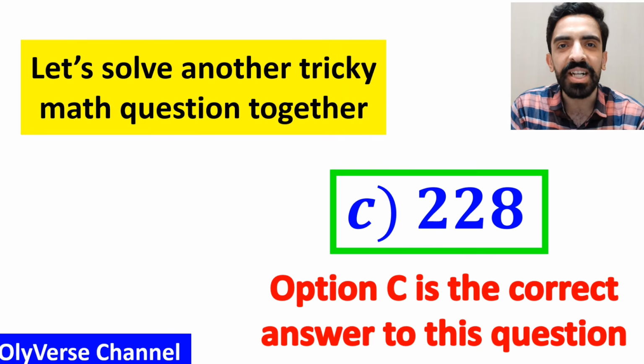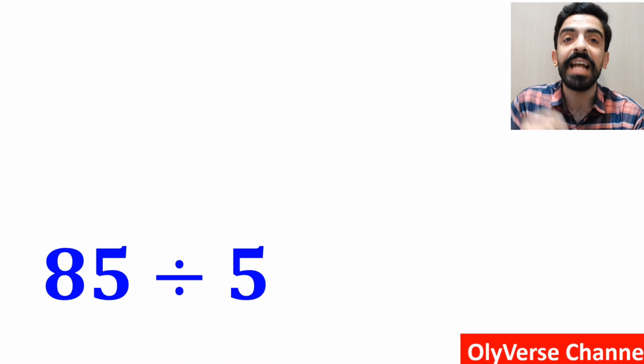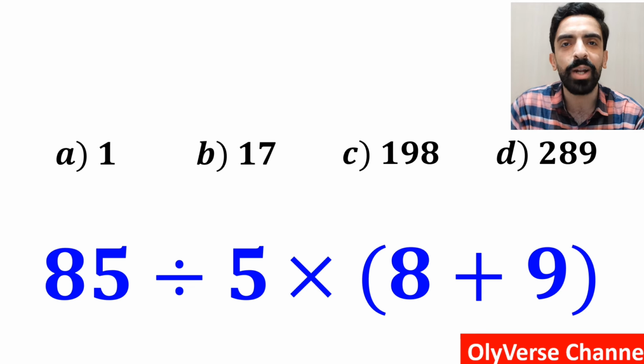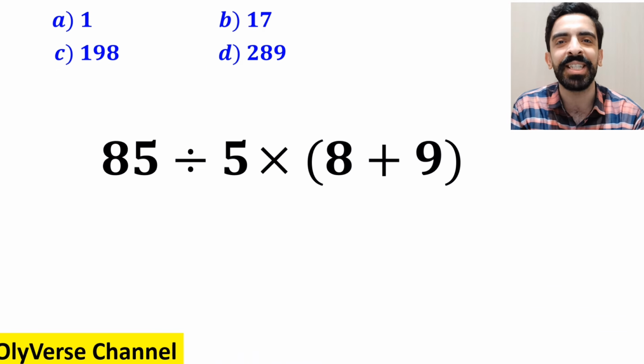Alright, now let's solve another tricky math question together. What is the value of the expression 85 divided by 5 times open parenthesis 8 plus 9 close parenthesis? Which option do you think is the correct answer to this question? Let's take a closer look and solve it together.